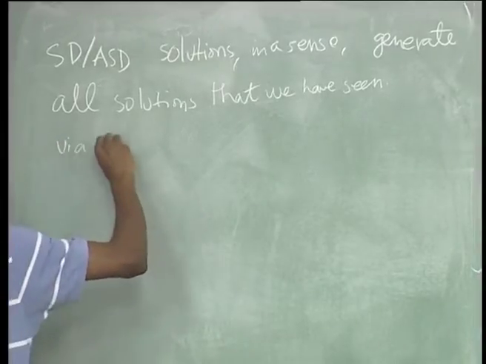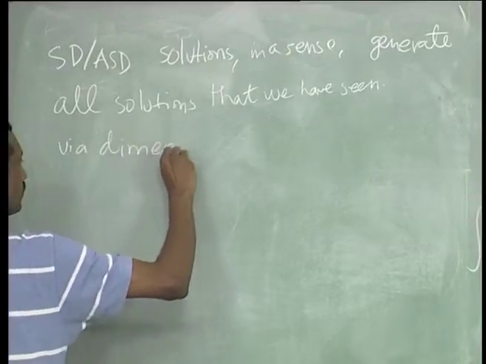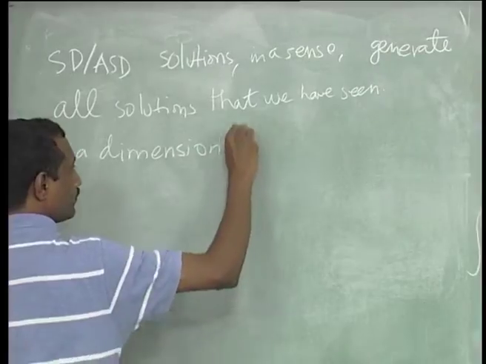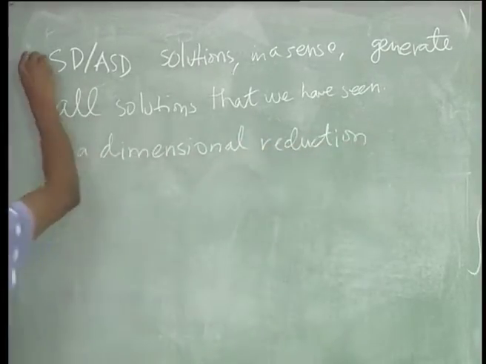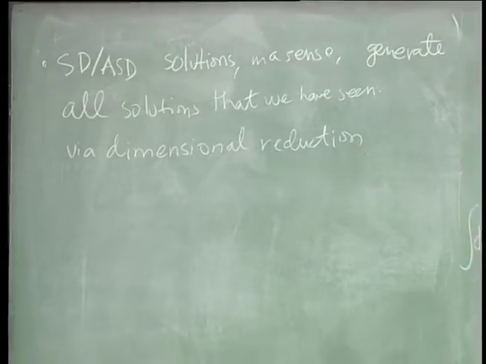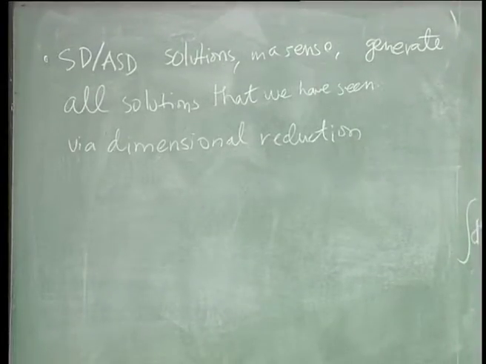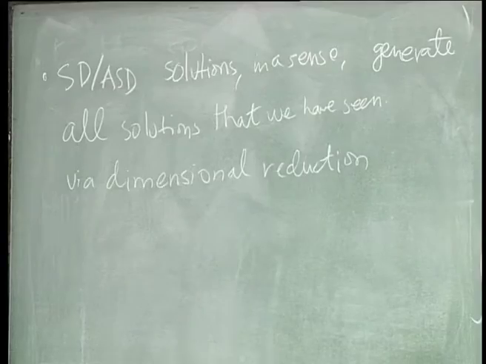Via dimensional reduction. So, I will just illustrate what I mean by this. Whenever the squaring trick worked, we always had some equation which was first order. I will show you, for instance, how we can get the monopole equation.